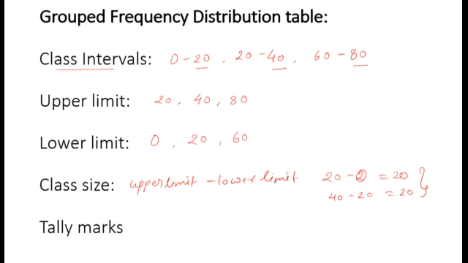Then it comes to tally marks. For example, if we have 5 students in the category of 60 to 80 in that class, that 5 we represent as 4 vertical strokes and a slant stroke. So this represents 5. If we have 3 in some other group, we will represent it with 3 vertical strokes. So that represents tally marks. And all these terms are very important when we talk about the grouped frequency distribution table.